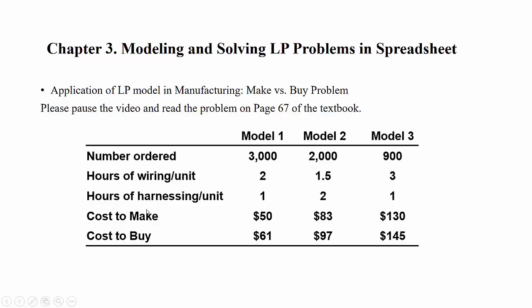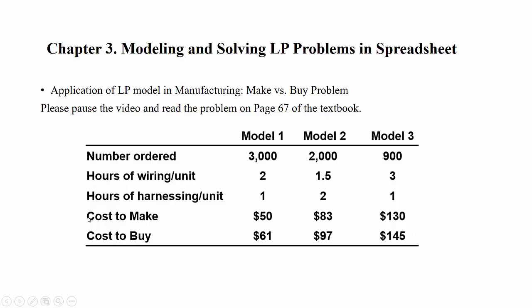We can break it into 2 sections. One of them is the cost of making the product inside the company, which we define based on M1, M2, and M3. And then we have the cost of buying the product from outside. So we define it based on B1, B2, and B3, where B1 is associated with this value. If we buy one product of model 1, we have to pay this much. If we buy B2 from model 2, we have to pay 97, and B3 costs this much.